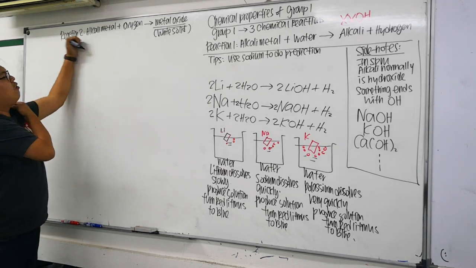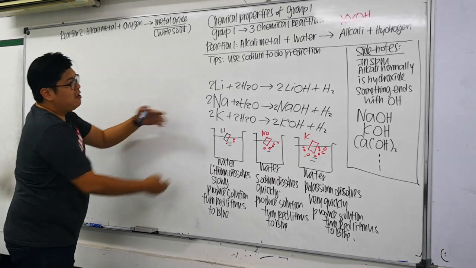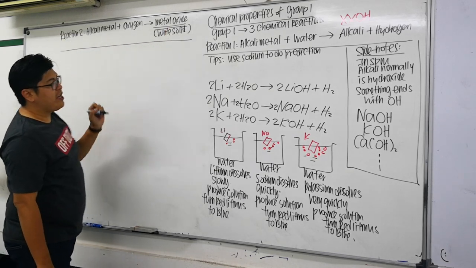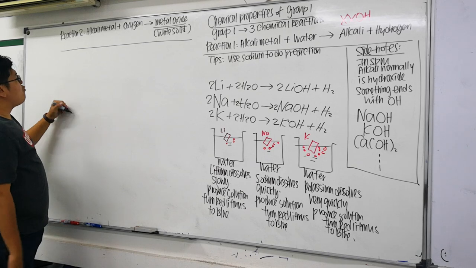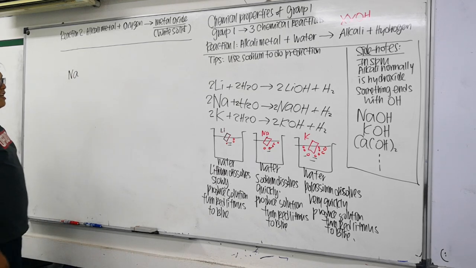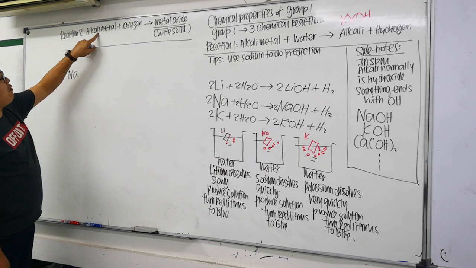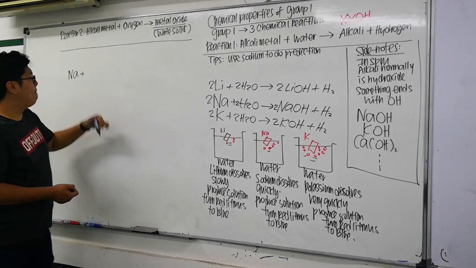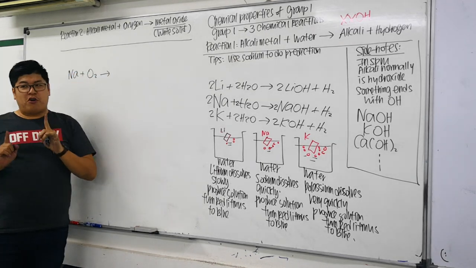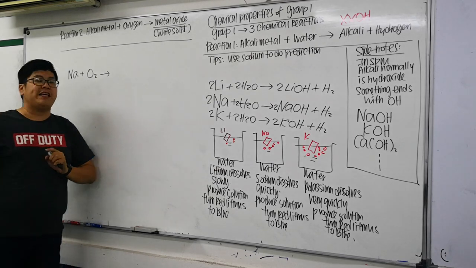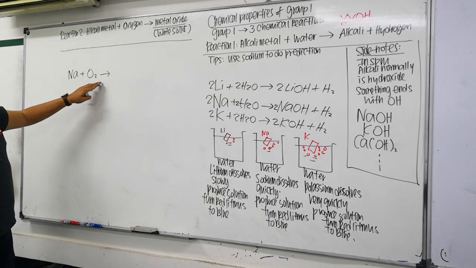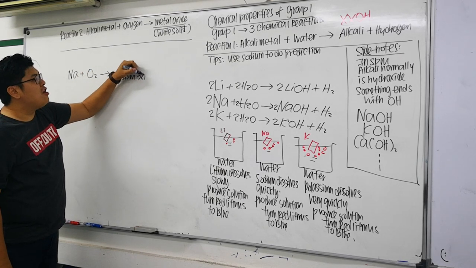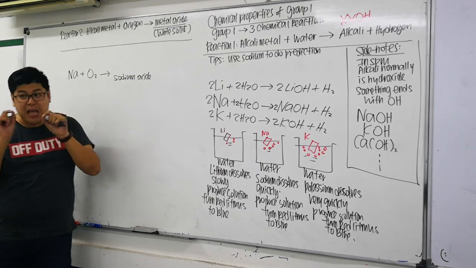Now let's start. I have three alkali metals. I use sodium to start because I am very familiar with sodium. Same thing, use the same tips again. We use sodium to start with our prediction. Sodium is the alkali metal, and we have oxygen, which is a gas, O2. Your Form 4 Chapter 3 will be very helpful. Sodium reacts with oxygen and forms sodium oxide.